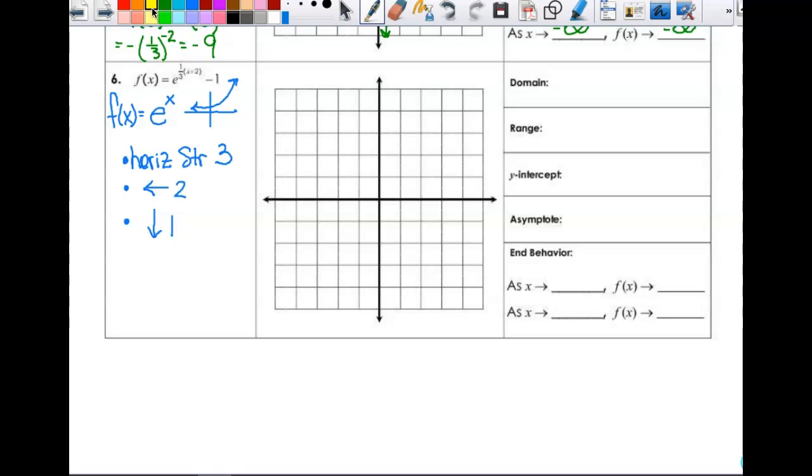Okay, so do we agree that we have a horizontal stretch by 3 because x is a big fat liar? Go to the left 2 and down 1. Okay, so where does that put my asymptote? -1. Very good. Y = -1. Right there.